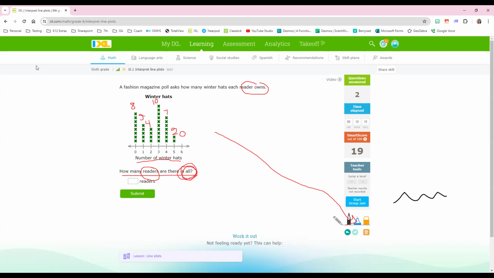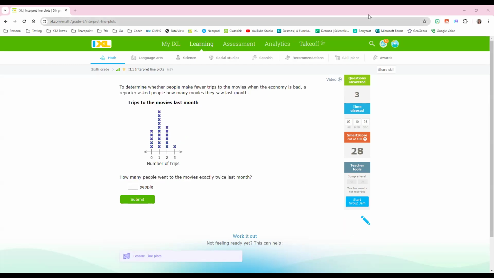All right, when we added these all up, 8, 5, 4, 10, 7, and 2, we get the answer of 36. So there are a total of 36 readers. Let's go ahead and answer 2 more questions here together.